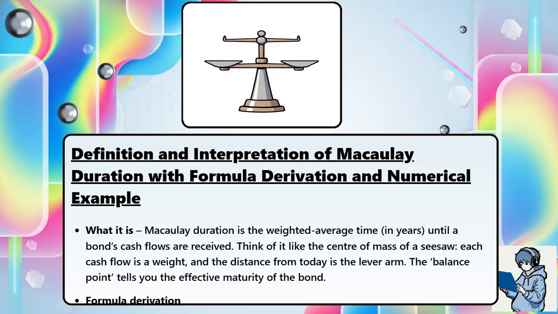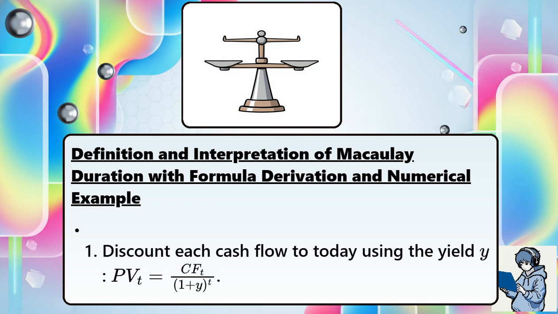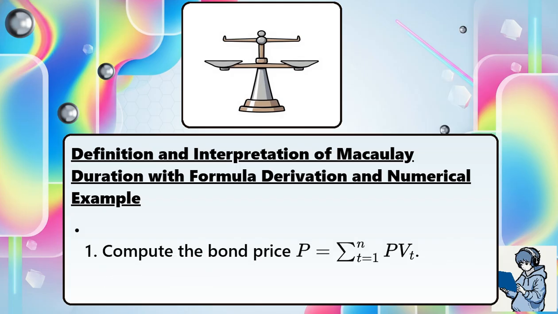Formula derivation. List each cash flow CF sub t occurring at time t years, t equals 1, 2 through n. Discount each cash flow to today using the yield y. Present value PV sub t equals CF sub t divided by (1 plus y) raised to the t. Compute the bond price P equals the sum from t equals 1 to n of PV sub t.